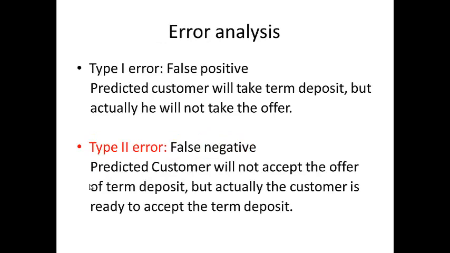And we have two errors in our error analysis: type 1 error and type 2 error. Type 1 error is predicting the customer will take the term deposit, but actually he won't take the offer. And type 2 error is a false negative. Here we are predicting that the customer will not accept the offer, but actually the customer will accept the offer.